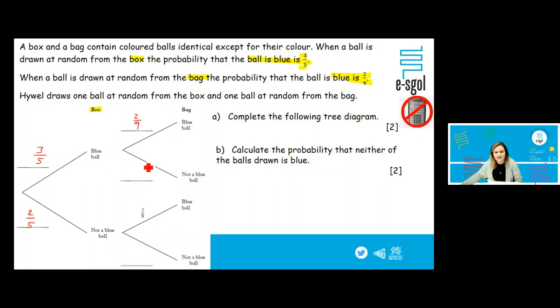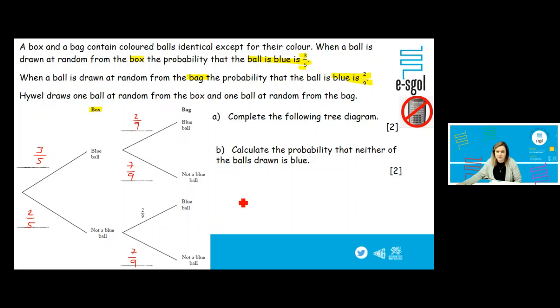Same as the left-hand side, these sections need to add up to 1. So 2 out of 9 are blue, leaving you with 7 out of 9 not being blue. Okay, so all of the tree diagram is now complete. That is worth 2 marks so far. So part A is done.